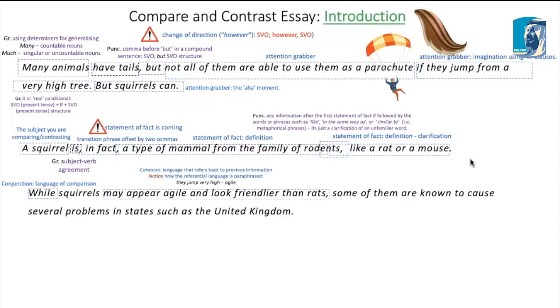Here, when I say may appear agile and look friendlier than rats, I'm actually going back to these 2 sentences. It's called cohesion. So all of this language here, being able to jump from a very high tree, I've summarized into one word, agile. And then here where I've said the family of rodents, when anyone thinks of a rat or a mouse, I know most people might feel a bit uneasy. So I've summarized this into look friendlier than rats, because that's the common perception of a squirrel, that they actually look friendlier than rats.